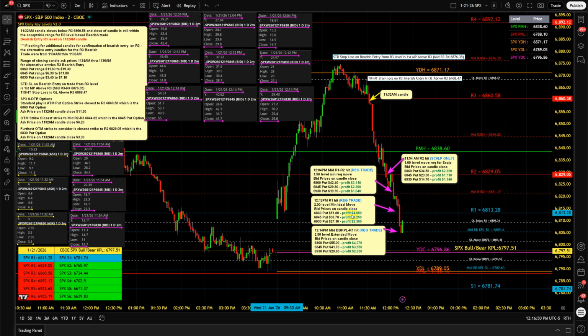68.60 put, 51.80, profit $4,050 per contract. 68.45, 38.70 on the bid. On the candle close, profit $3,250 per contract. And the 69.30 is now at 27.10. That's a profit of $2,380 per contract, again starting at 3.30.